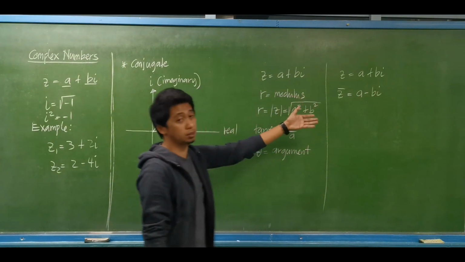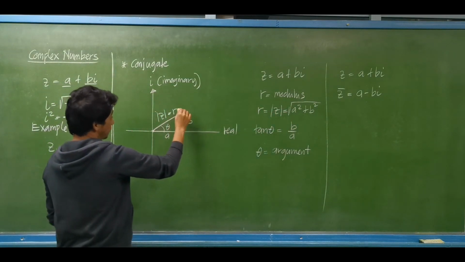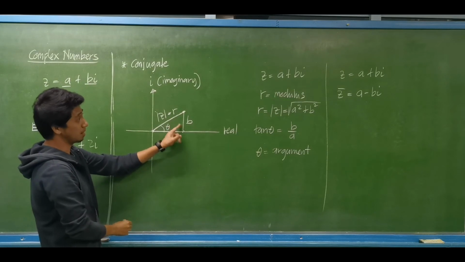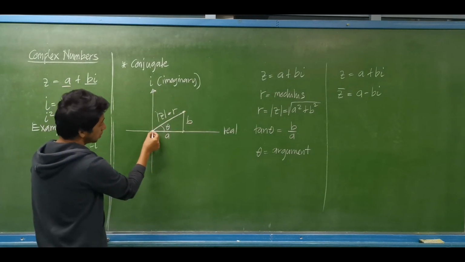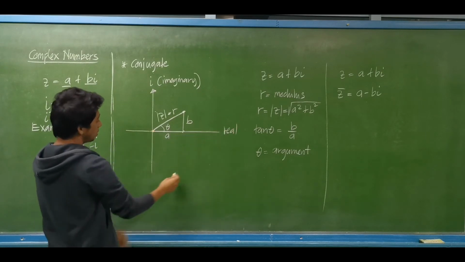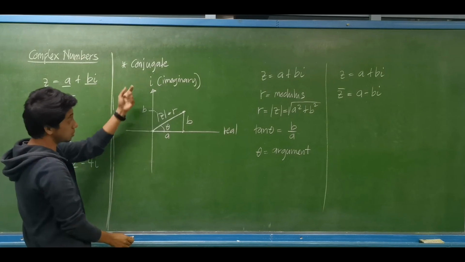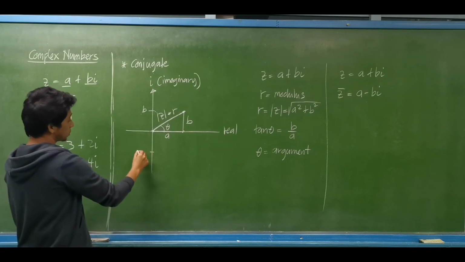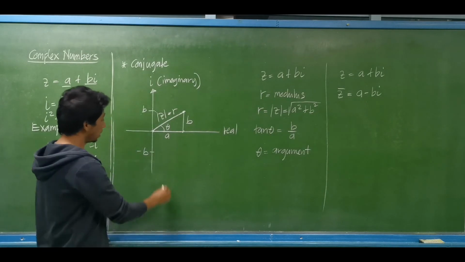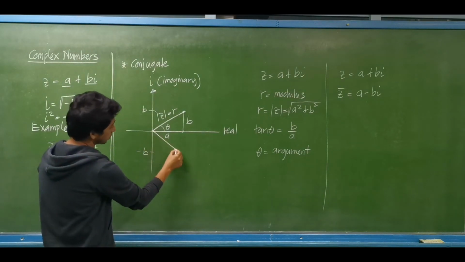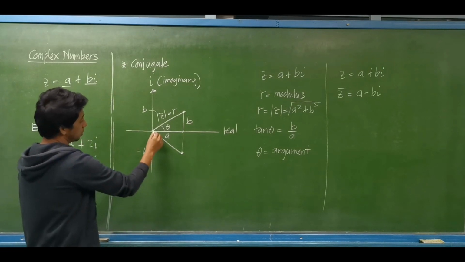How do we plot that conjugate? If this is our initial complex number, what is the conjugate of this complex number? The real part is the same, a. All we have to do, for example, this is towards the positive imaginary axis, positive b. Below it is negative b, on our conjugate of that complex number. So we have this. This is the conjugate of the given complex number.